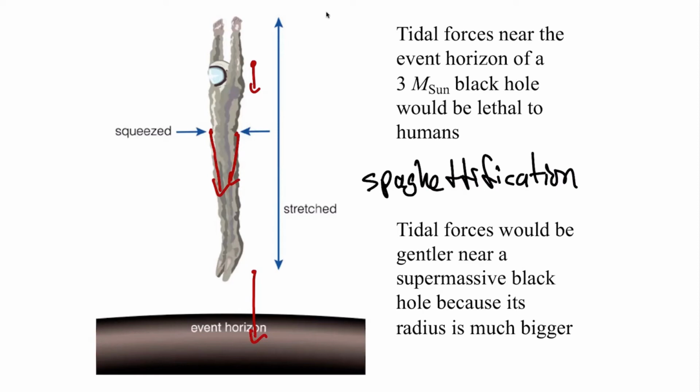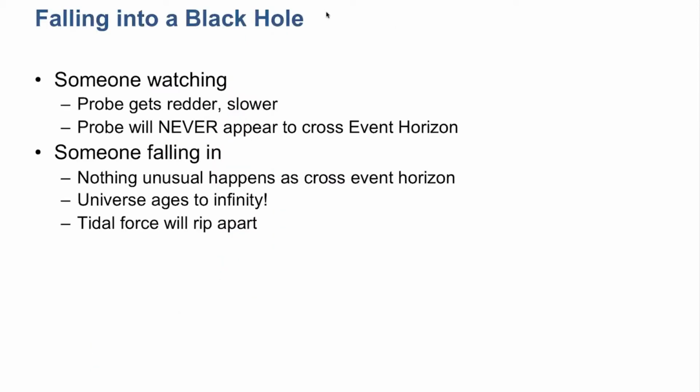So what does happen to you as you jump into a black hole? So if you're watching someone else fall into a black hole, let's say you send a probe into a black hole, that probe, as we know, clocks on that probe, and time for that probe will get slower and slower and slower, and the object will get redder and redder and redder as the gravitational redshift takes over. And in fact, it will get slower and slower as it approaches the event horizon. You will never see that object cross the event horizon because the time becomes so slow.